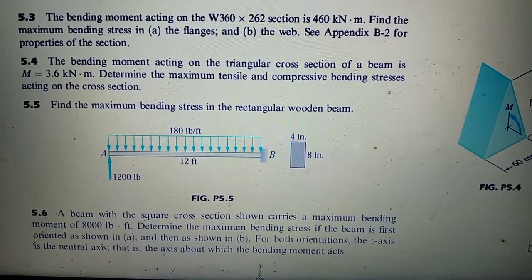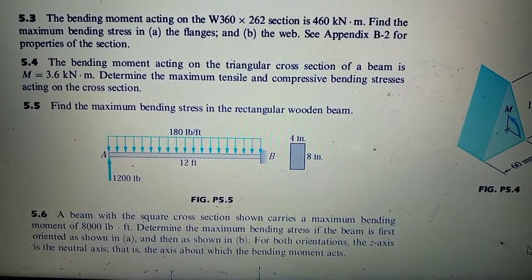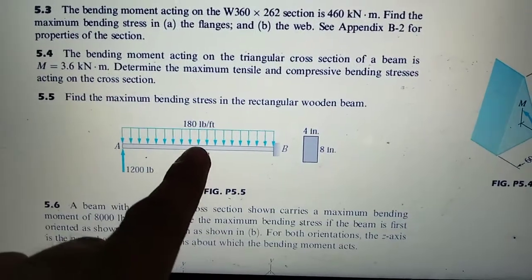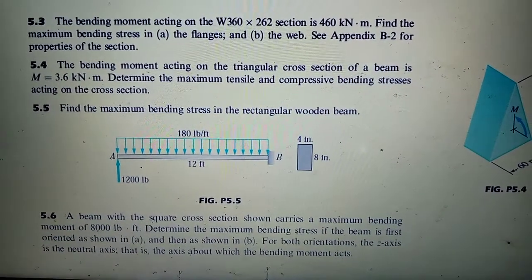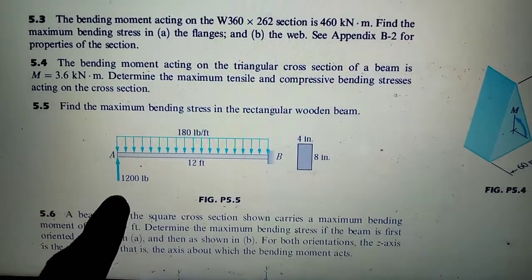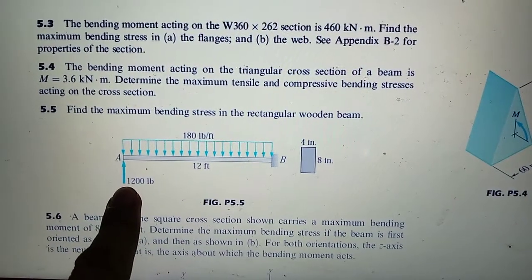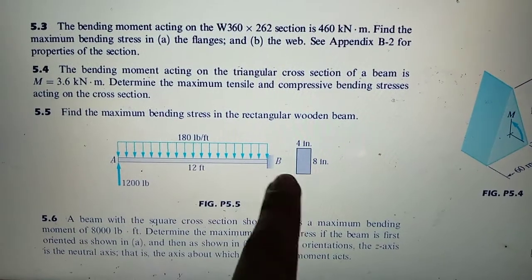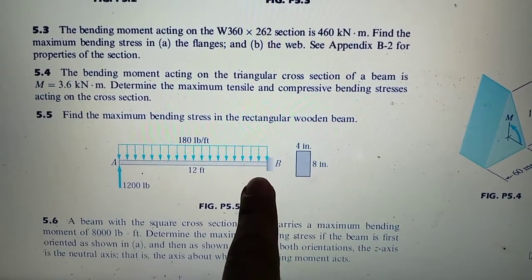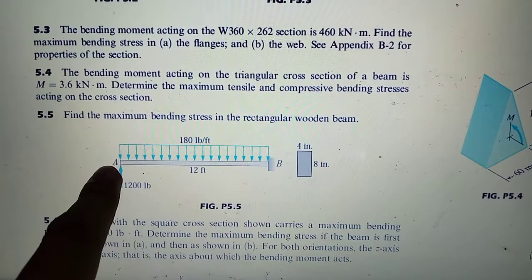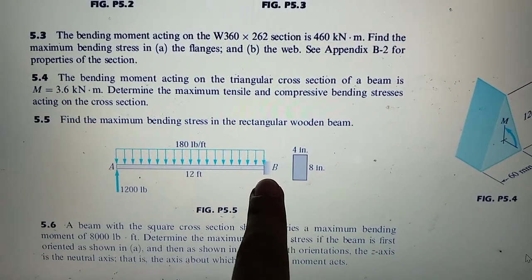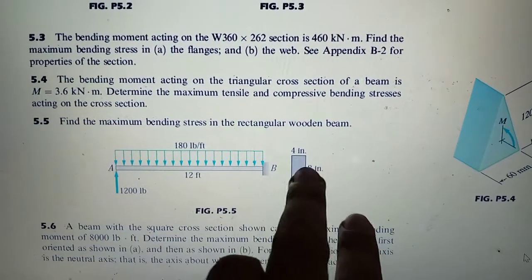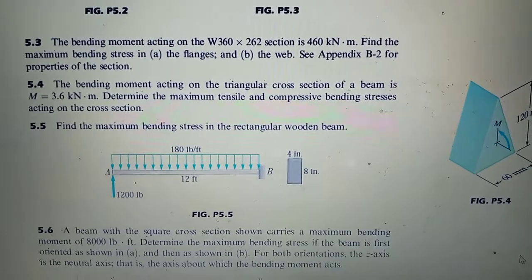Okay, so find the maximum bending stress in the rectangular wooden beam. And this is your beam. It has a 180 lb per foot uniformly distributed load, and then a 1,200 lb upward point load at A. Obviously it is a cantilever beam because it's free at one end and it has a fixed support at the other end. It has a base of 4 inches and a depth of 8 inches.